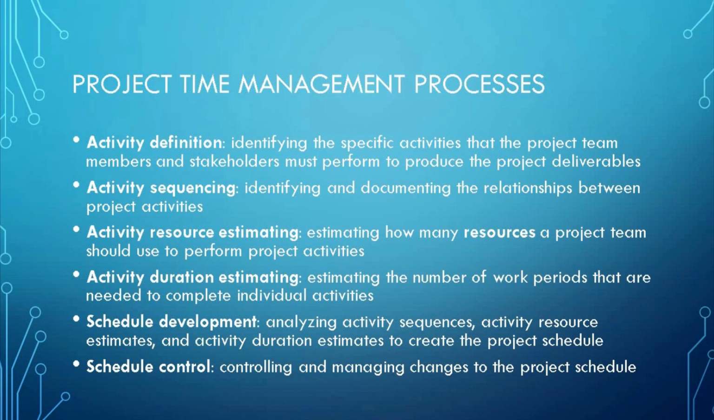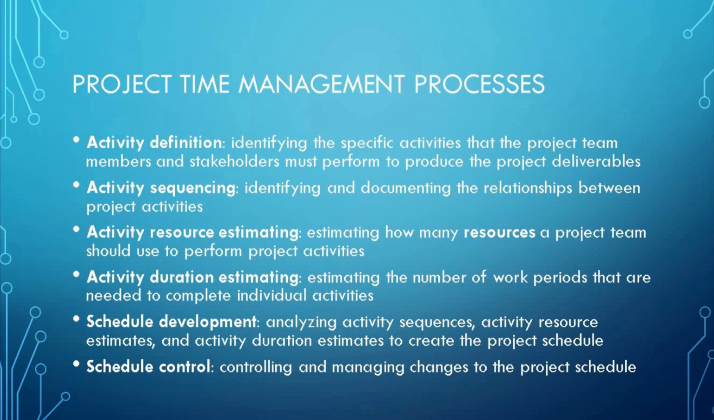The first process is activity definition, wherein this process identifies and documents what you need to do to produce the project's deliverables. In other words, it identifies the project tasks. The second process is activity sequencing, where it helps you put your project work in the right order so that you can make efficient use of the project's resources and deliver as quickly as possible.